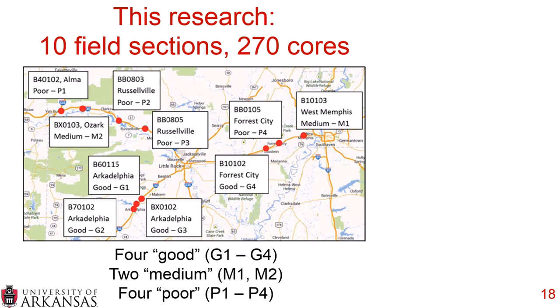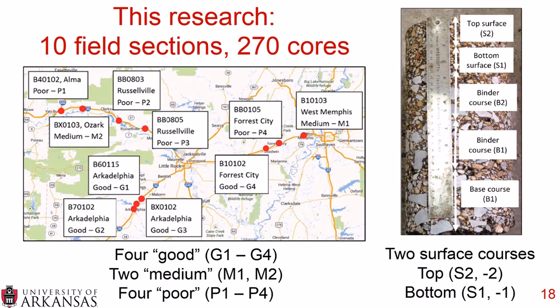And what we did is we took 270 cores, and these cores were huge. It was great. But they all had a top surface course, a bottom surface course, a binder course, both the bottom and the top, and then a base course. Now, for this study, for what we did for this paper, we were only looking at those 2 top surface courses. And this was specific mixtures, very high quality. This is the surface of an interstate, so you have pretty much the best mixtures in the state.